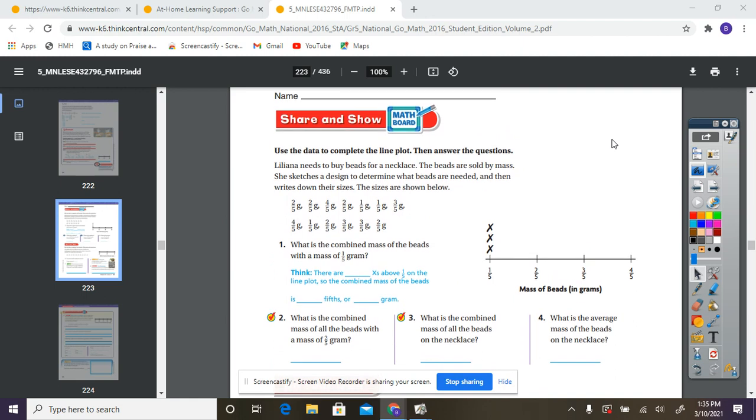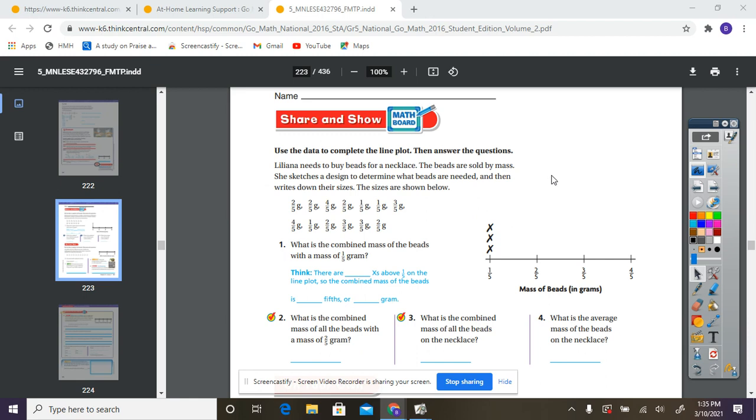The first problem says Liliana needs to buy beads for a necklace. The beads are sold by mass. She sketches a design to determine what beads are needed and then writes down their sizes. The sizes are shown below. So they give us a data set. This is called a data set. It's just a group of data, and these are the sizes of all the beads that she has.